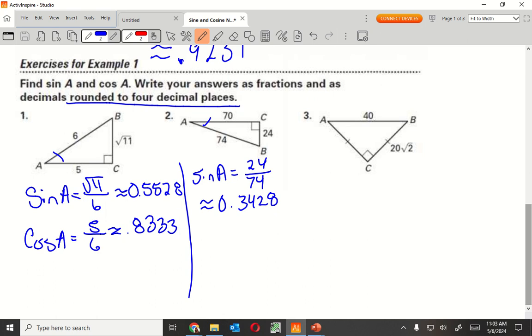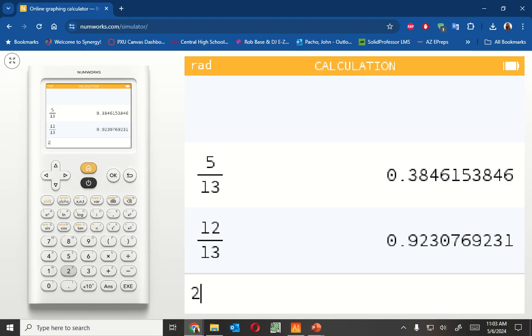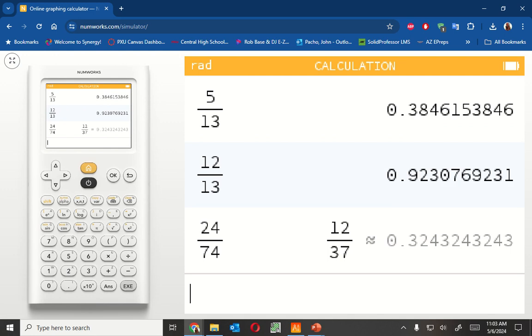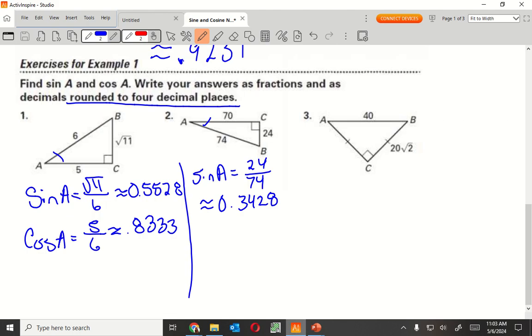So 24 divided by 74 is 0.3243. There you go. And then cosine of A is going to be adjacent, so that is going to be 70 over 74. And that's going to be about 0.93, another 3.